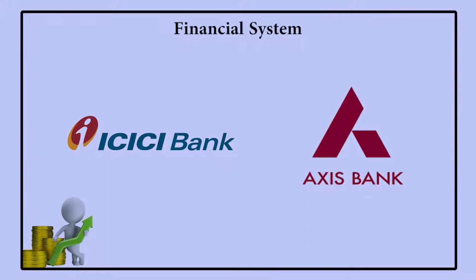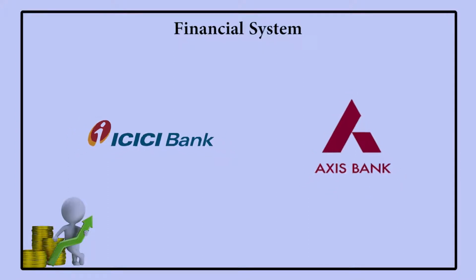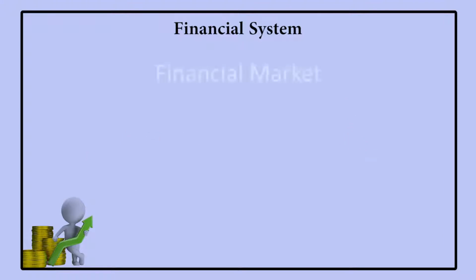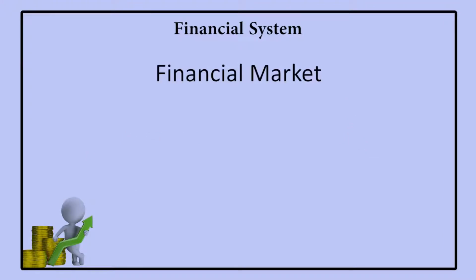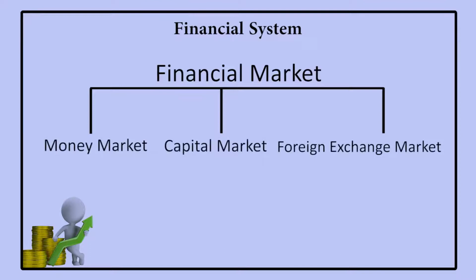Now the second part is the financial markets. What is the meaning of financial markets under this definition? Here, financial markets indicate the money market, the capital market, and the foreign exchange market. Again, the capital market is divided into two parts: the equity market and the debt market.